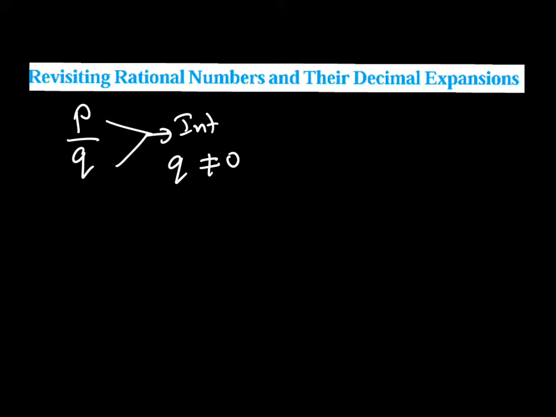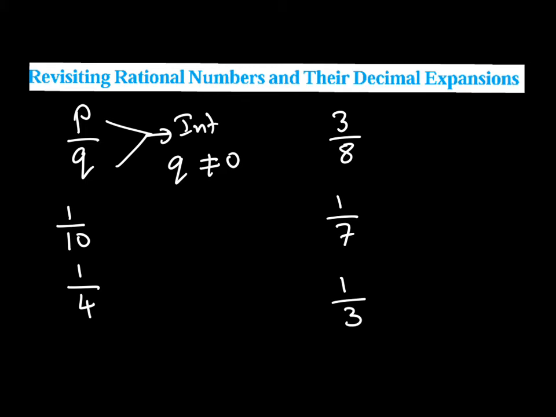Let's look at some of the rational numbers. For example, 1 over 10 is a rational number. One over 4 is a rational number. What about 3 over 8? It is a rational number. What about 1 over 7? It is a rational number. And what about 1 over 3? It is a rational number.